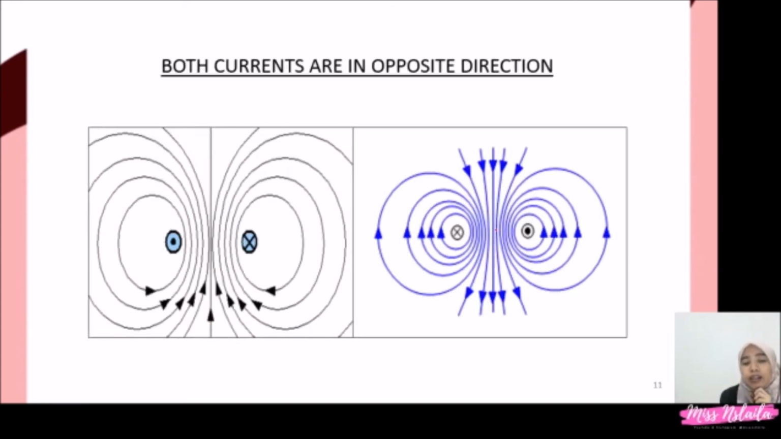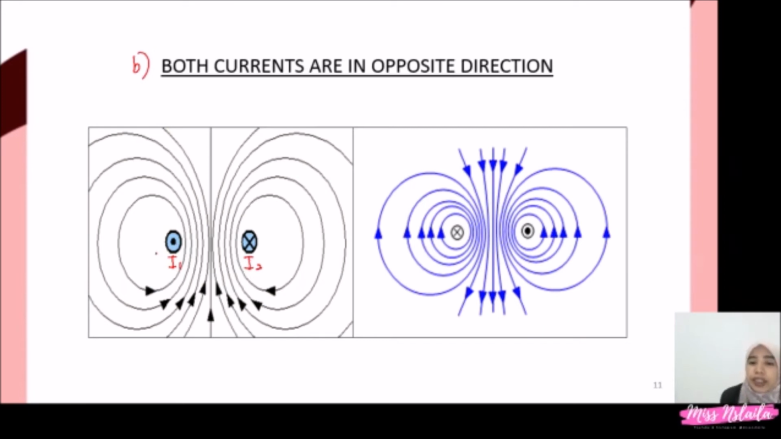If the two wires have currents in opposite directions, the resultant direction of the magnetic field will be like this. Okay, now the second situation. Wire 1, I1, is out of the page. Meanwhile, wire 2, I2, is into the page. So, what will be the resultant direction of the magnetic field?